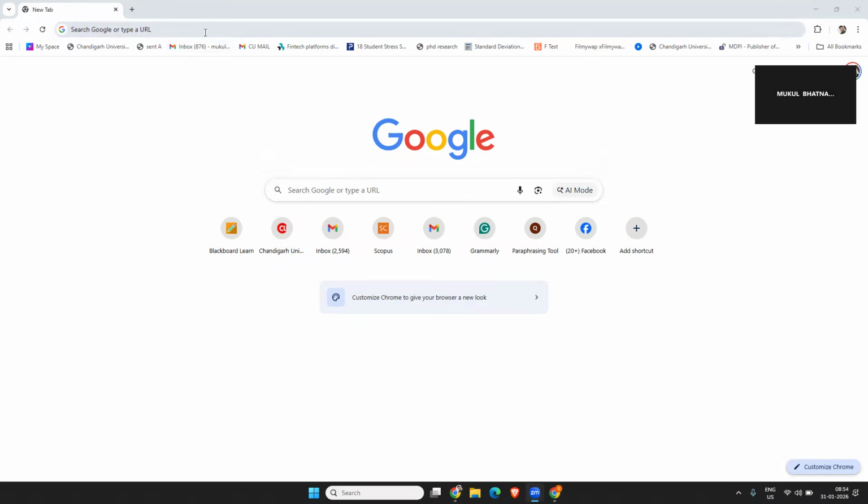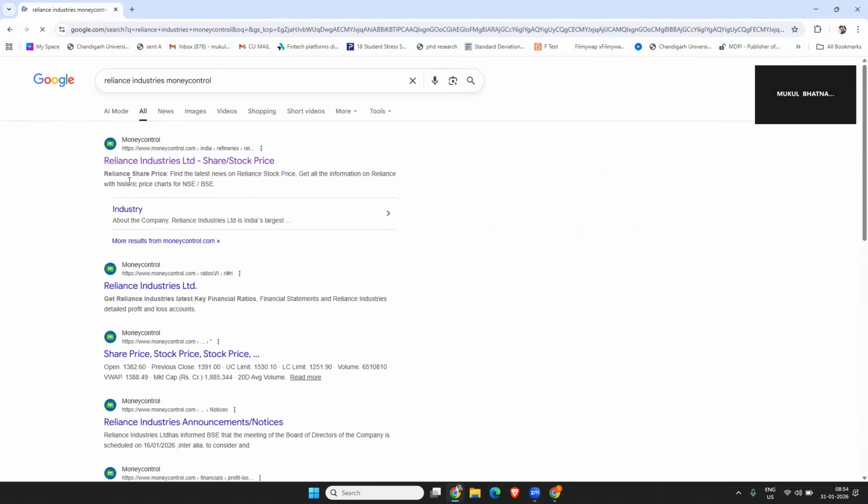In today's lecture, we will be looking at more models of finance based upon the financial statements of the company. So, what you need to do today, first type on internet Reliance Industries money control so that we are not wasting time in making the profit and loss account from the very beginning. So let us copy the profit and loss account from Reliance Industries and then we will be making certain calculations from that. So I'm clicking on the first link.